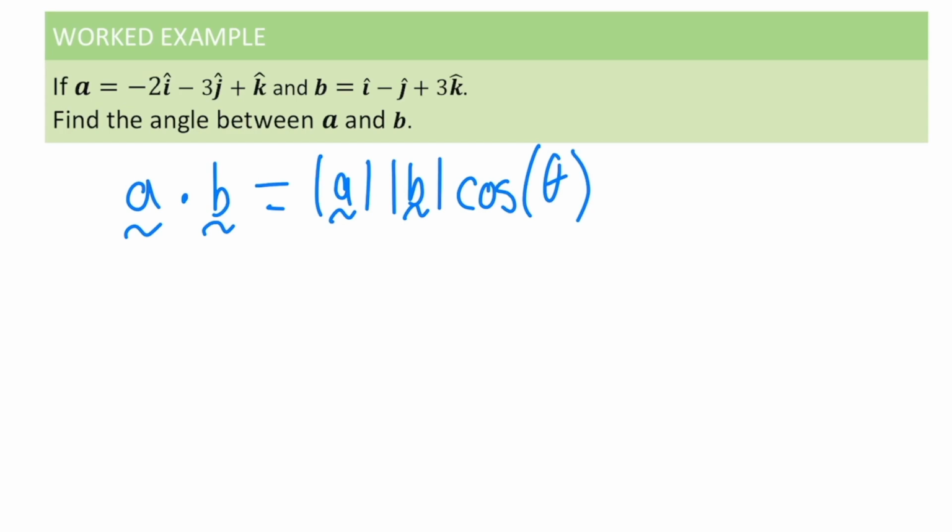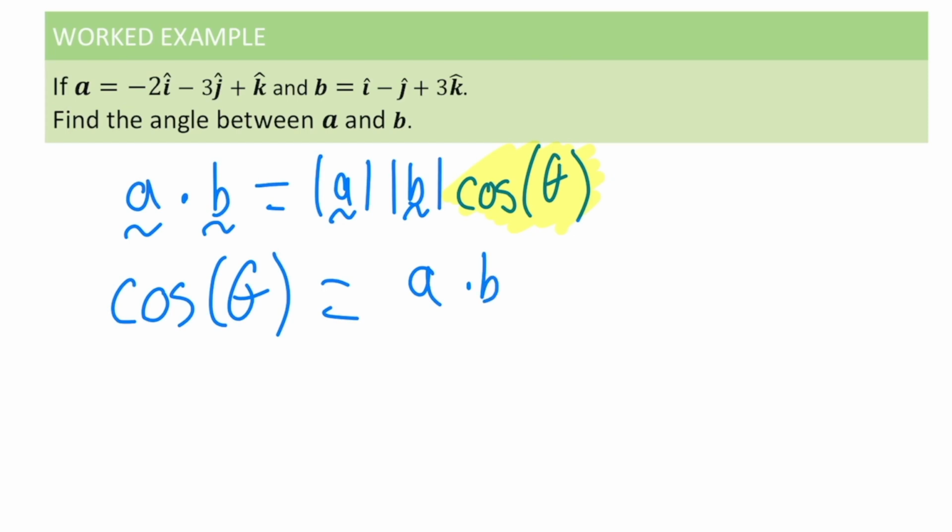Now, in this question, when it comes to finding the angle between my two vectors, normally I want to rearrange to make this cos theta part the subject. So if I rearrange my equation, that gives me cos theta is equal to A dot B, all divided by the magnitude of A multiplied by the magnitude of B. So to find my angle between two vectors, I need to find the dot product of A dot B and the magnitude of A and the magnitude of B. Well, let's start by finding the dot product between A and B.